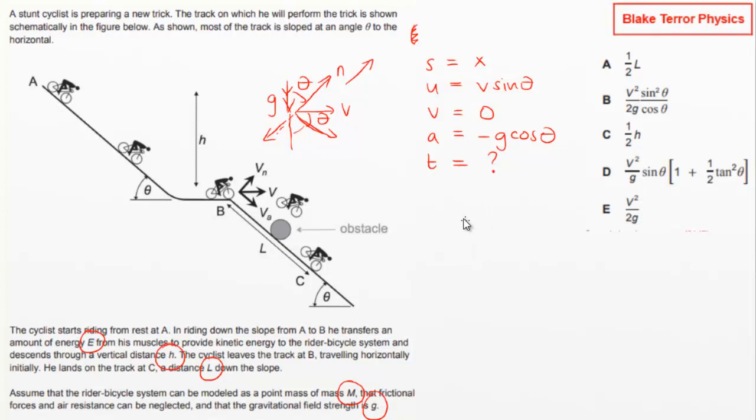So we can whack that into v equals u plus at. If we just write that out, v equals u plus at, that will give us what the time is. Velocity is 0, so this u is going to have to be a times t. So u over a is t, so it gives us a time of v over g tan theta. That is the time that we've reached that maximum point.